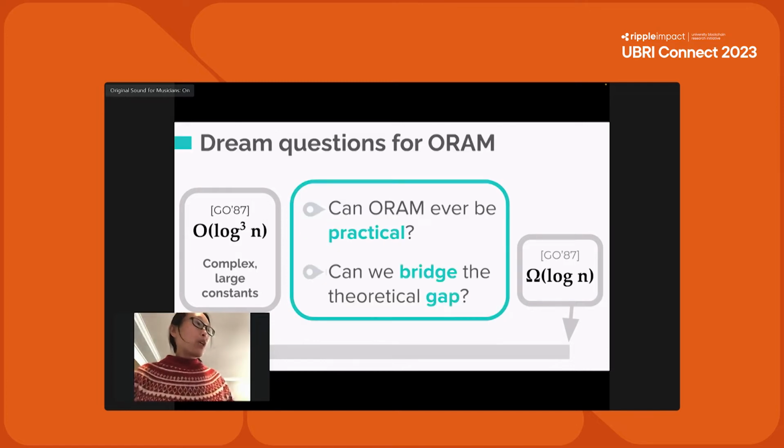So I realized, okay, here are the important questions for ORAM back in 2011, right? Of course, one big question is, can we take ORAM, which was back then a theoretical concept, and actually make it practical? And the second obvious question is, there is a gap between the upper bound, which is log cubed or log squared, and the lower bound, which is log n. Can we bridge this gap? Can we either find an asymptotically optimal ORAM scheme, or can we prove a stronger lower bound?